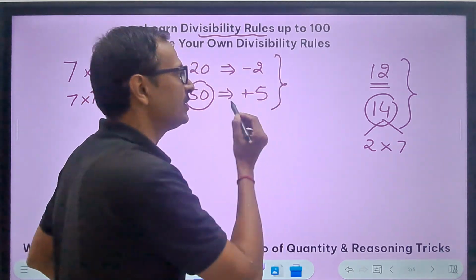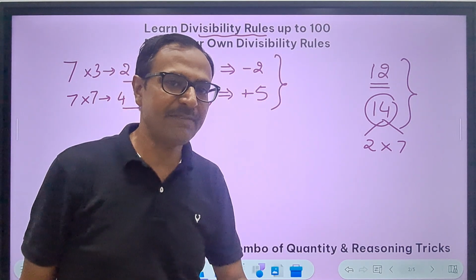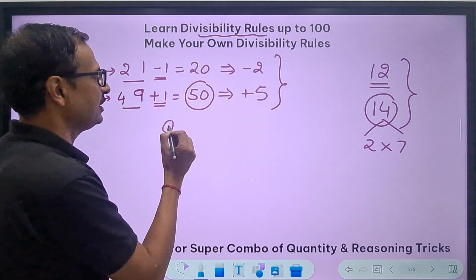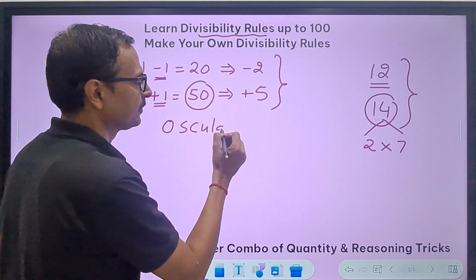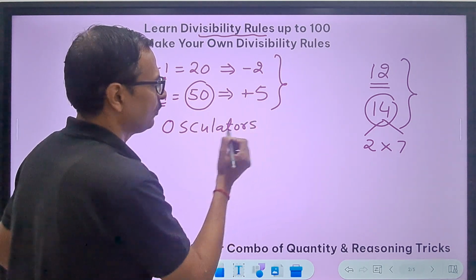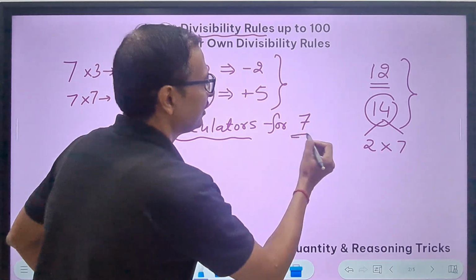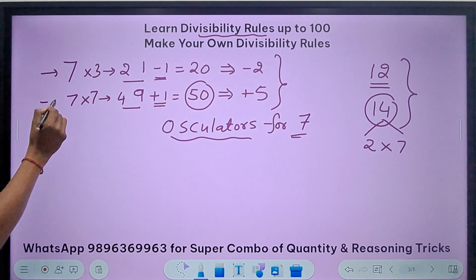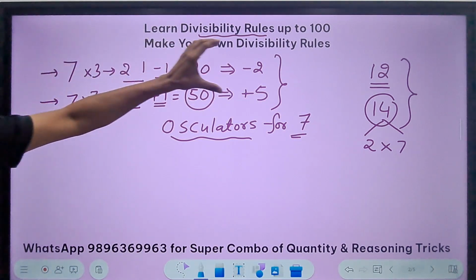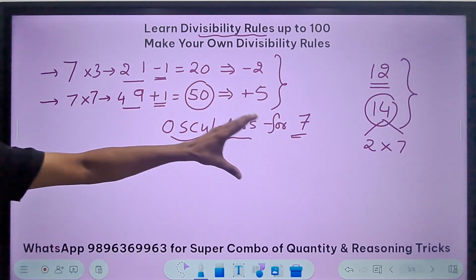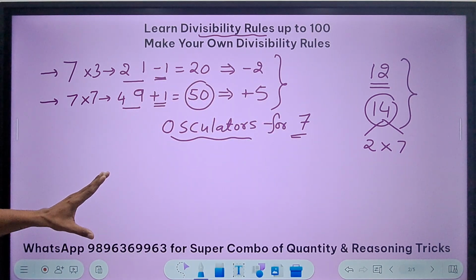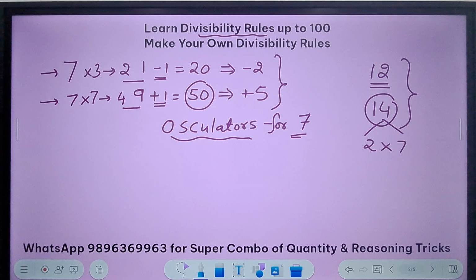Now these two numbers, minus 2 and plus 5, they are known as the oscillators for checking divisibility by 7. Because I started with 7, and therefore I found out the oscillators for 7. Now just understand how we can check whether a number is divisible by 7 or not.